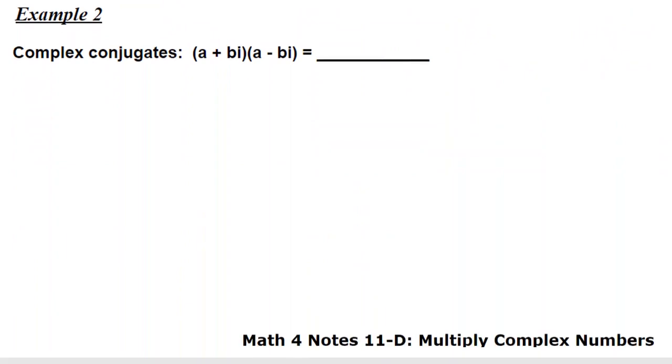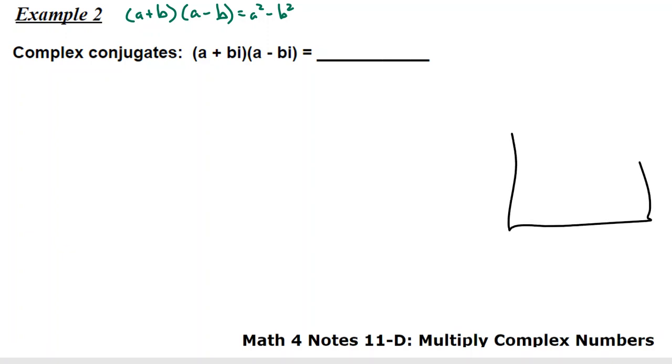Now, we need to step into a topic called conjugates. You actually already are familiar with conjugates, whether you realize it or not, when we were doing this stuff right here. A plus B times A minus B equals A squared minus B squared. Those were conjugates. Whenever you have the plus and the minus version of the same thing, the mathematical term is those are conjugates.